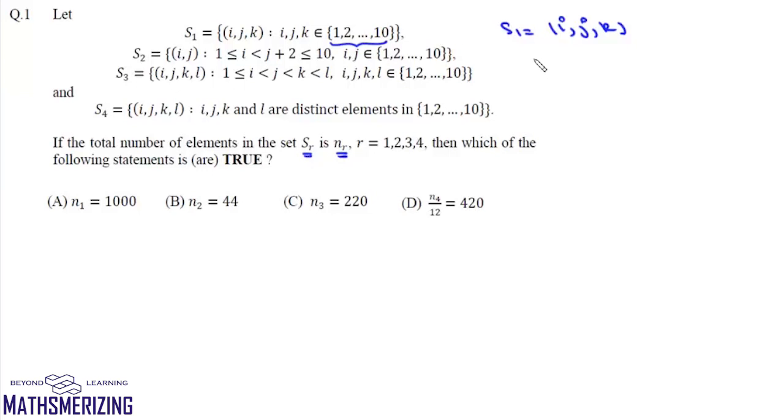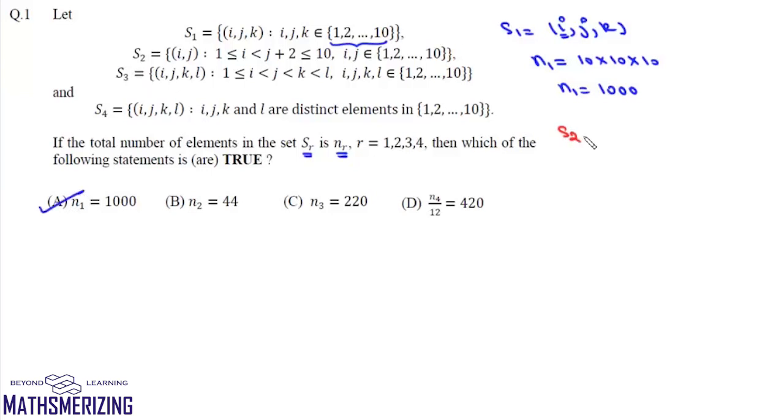Now first, if we find the number of elements in this set S1, we have 10 choices for i, 10 choices for j, and 10 choices for k. So the total number of such ordered triples will be simply 1000. So the value of N1 is 1000, and that's your option A. Now we look at S2.